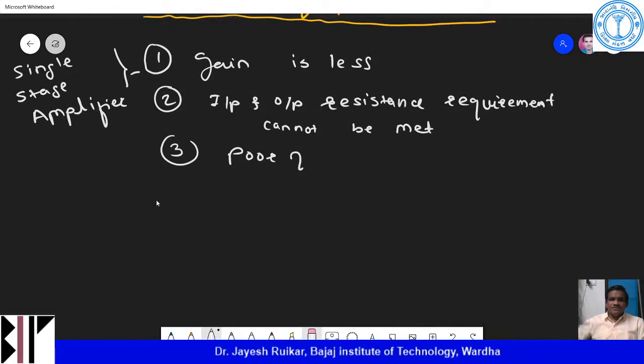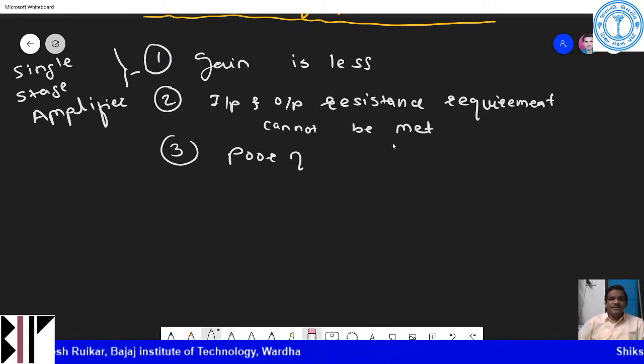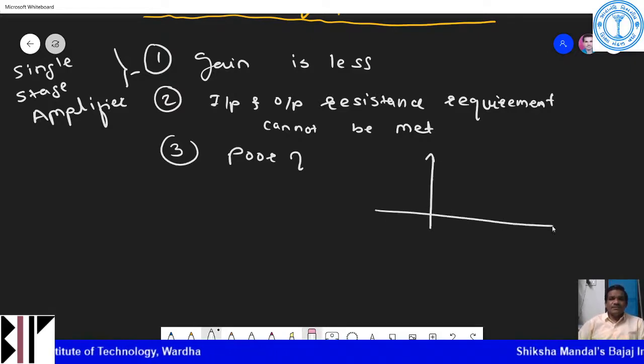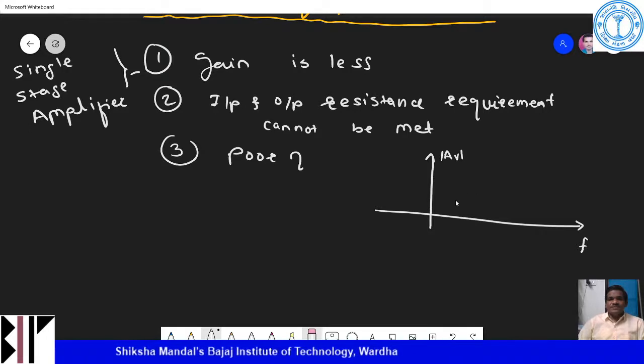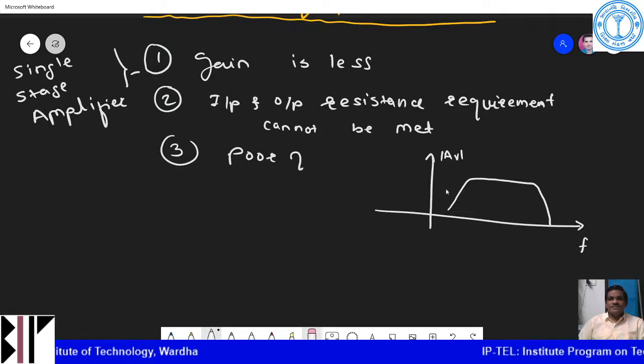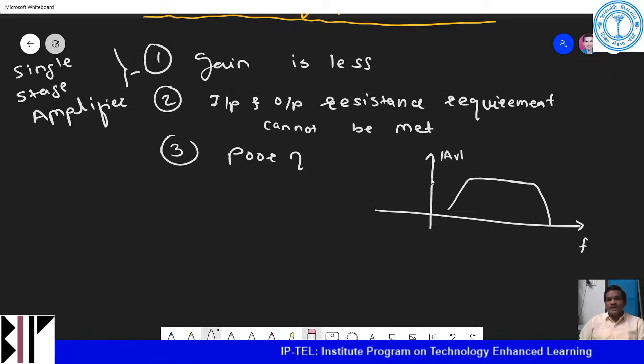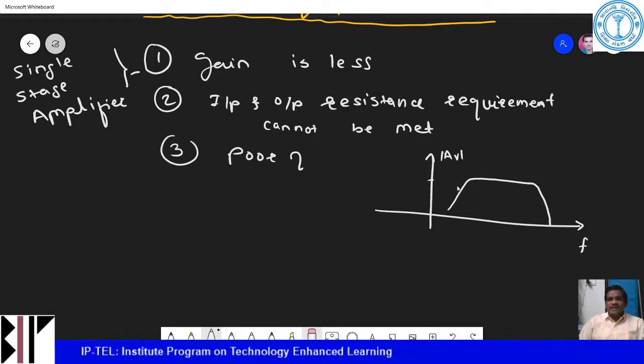Also, in single stage amplifier we have seen the frequency response of amplifier. We have plotted the curve of the voltage gain of the amplifier along with the frequency. So we have found this curve. This is the gain of the amplifier, which is constant at a few frequencies, and then we take the 3 dB frequency.